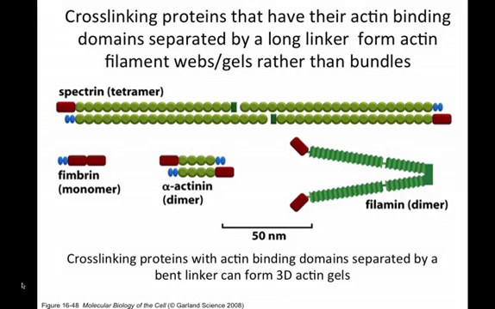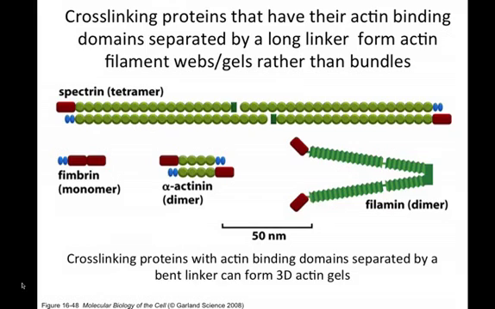So these are our different cross-linking proteins. And the red right here, these are the actin binding domains. So you can imagine it would bind actin here, and it would bind actin here, or it would bind actin here, and it would bind actin here. So they're different sizes, and based on the distance between the actin binding domains, they're going to organize actin into different bundles or conformations.